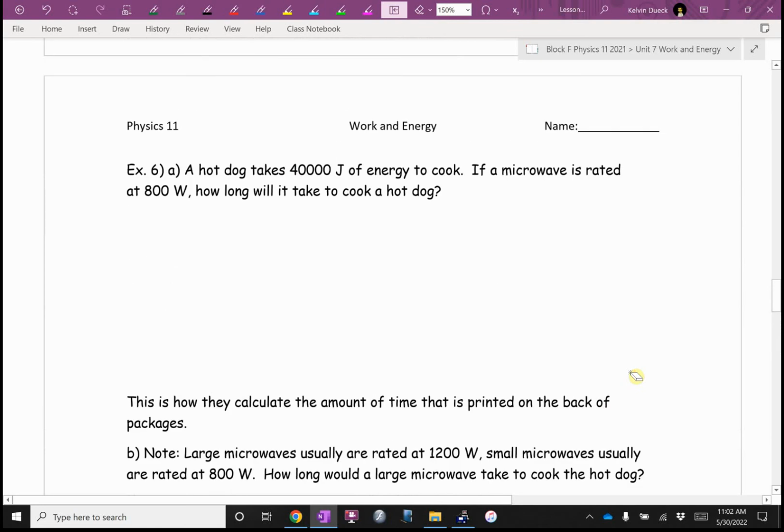A hot dog takes 40,000 joules of energy to cook. If a microwave is rated at 800 watts, how long will it take to cook a hot dog? Fahim, what's this question asking me to find? Let's do my old reliable t equals question mark. That's never let me down in a long time. What's that 40,000?